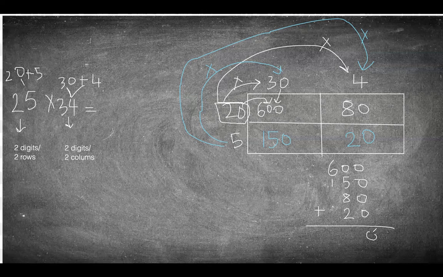I have 0. 8 plus 2 makes it 10. So I'm going to add the 8 and 2 first. 10 plus 5 is 15. Carry 1, 6, 7, 8. So then the answer is 850. Okay. So this is how we do partial product with 2 digits times 2 digits.